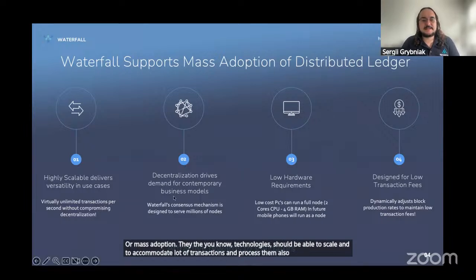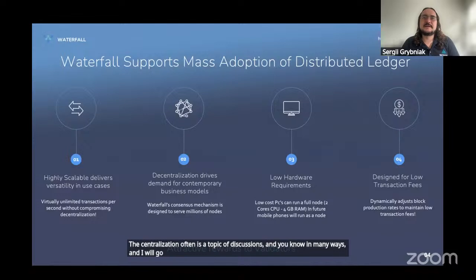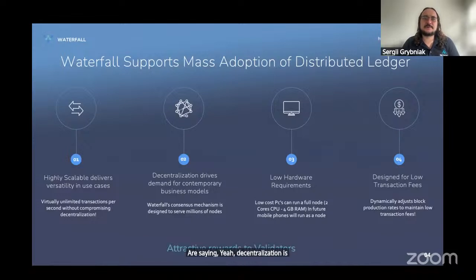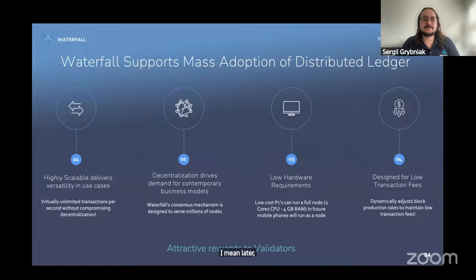Also, decentralization. Decentralization often is a topic of discussion, and I will go to it later. Some projects are saying decentralization is not that important. It should be there, but let's not care that much about it. Later I will show some examples of this. Let me put it this way.